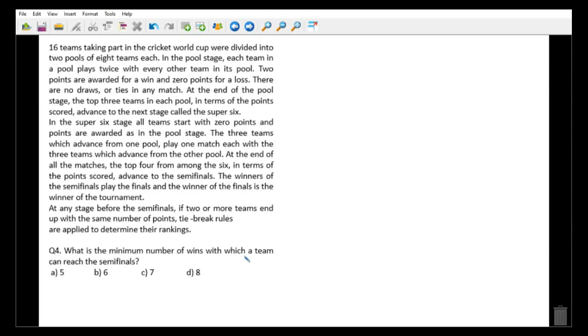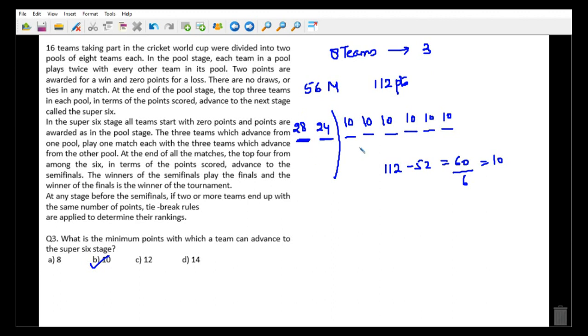What is the minimum number of wins with which a team can reach the semi-finals? We are talking minimum number of wins. Okay, so if I'm talking about minimum number of wins, the team should have minimum points and move forward, right? So we are going to take the same example over here, the same case over here. This is the minimum point with which a team can move to the next round, right?